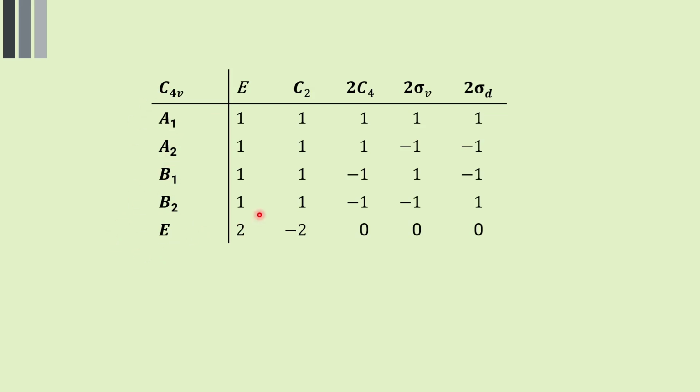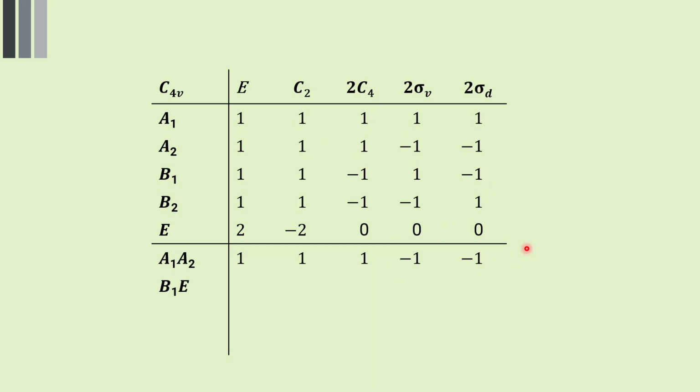For instance, if I multiply A1 with A2, what I have is 1 into 1 is 1, 1 into 1 is 1, 1 into 1 is 1, minus 1 into 1 is minus 1, and minus 1 into 1 is minus 1. So this is the result of A1 times A2. If you multiply B1 with E, the result comes out to be 2 into 1 is 2, minus 2 into 1 is minus 2. The rest of the elements are obviously zeros because there are 3 zeros here.